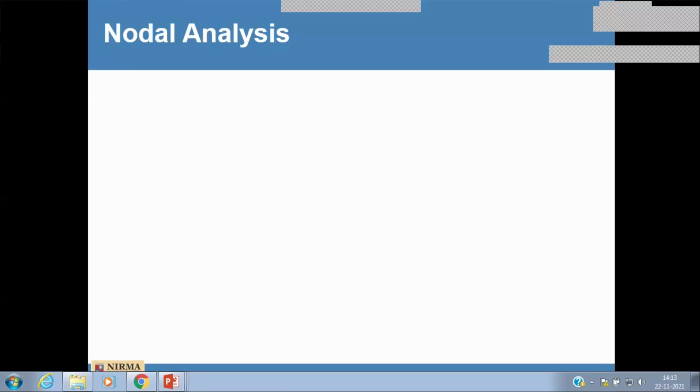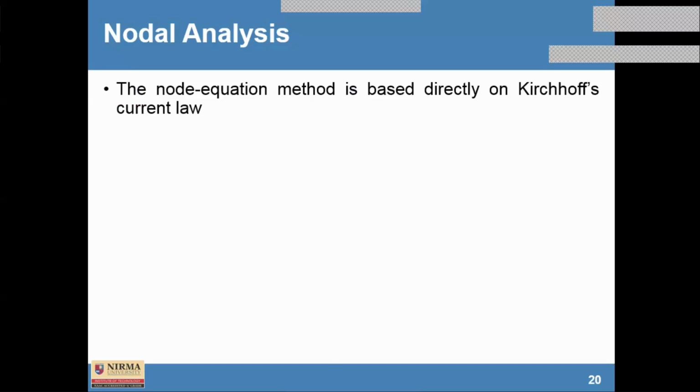And for that, we can apply Kirchhoff's current law for the nodal analysis. The node equation method is based on Kirchhoff's current law, as I discussed. So here we know Kirchhoff's current law. What is it? The current meeting at a node or a junction is equal to 0, meaning outgoing current and incoming current to a node or a junction sum to 0. Right?